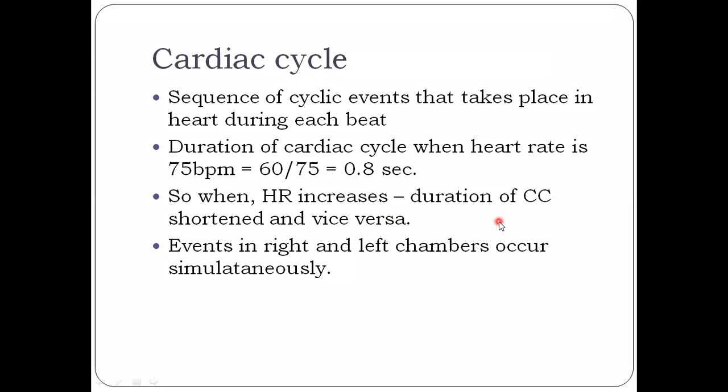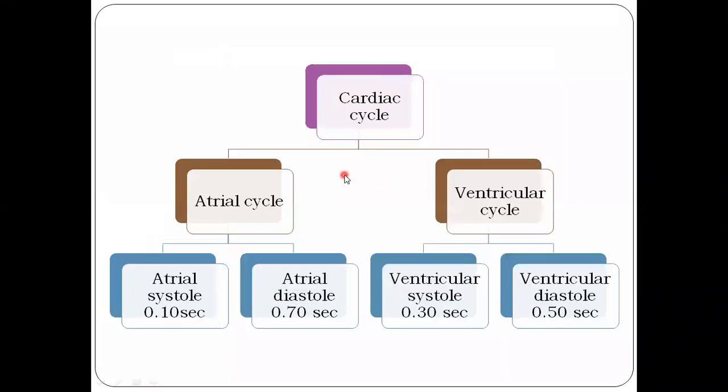Now, what are the events in the cardiac cycle? We have the atrial cycle and the ventricular cycle, which occur simultaneously in both the right and the left side of the heart. So what does the atrial cycle consist of? It has atrial systole and atrial diastole. We saw that the duration of the cardiac cycle was around 0.8 seconds, right? So when we break that down, the atrial systole comprises 0.1 second and atrial diastole comprises 0.7 seconds. Now the ventricular cycle also has ventricular systole and diastole, right? The ventricular systole comprises 0.3 second and ventricular diastole comprises 0.5 second.